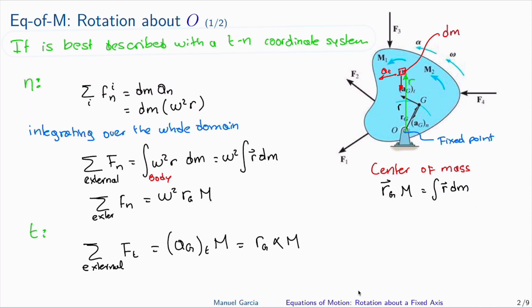So in conclusion, the equations that we have are: the sum of the forces in the normal direction is equal to omega squared multiplied by the mass multiplied by the distance to the center of mass, and the sum of the forces in the tangential direction, and these are external forces, is equal to alpha, the angular acceleration, multiplied by the mass multiplied by the distance to the centroid.